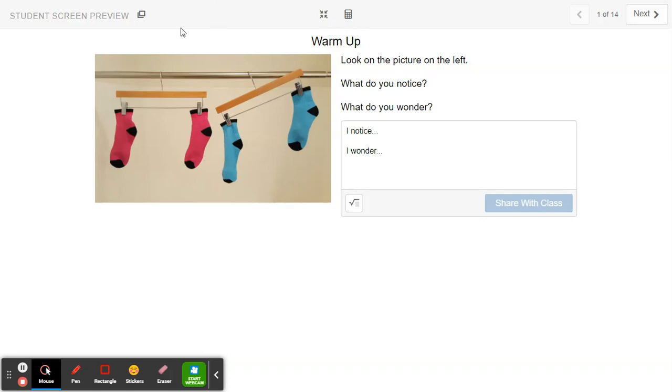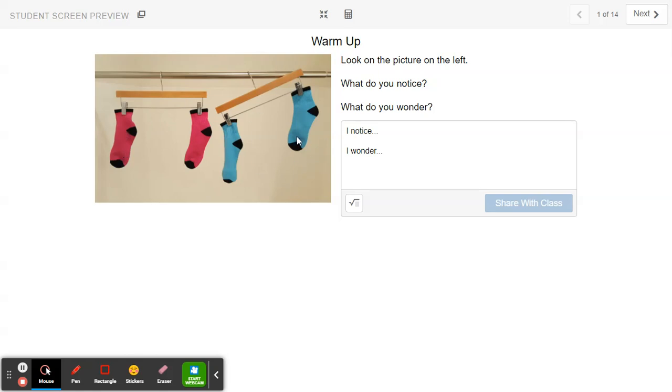So what are some things that you're noticing as you look at the picture? Please type in at least one or two things that you notice and one or two things that you wonder. So go ahead and pause. Okay, one thing I noticed is that over here, the pink socks are showing a balanced hanger because it's straight across, right? So this is showing me that these two socks weigh the same amount.